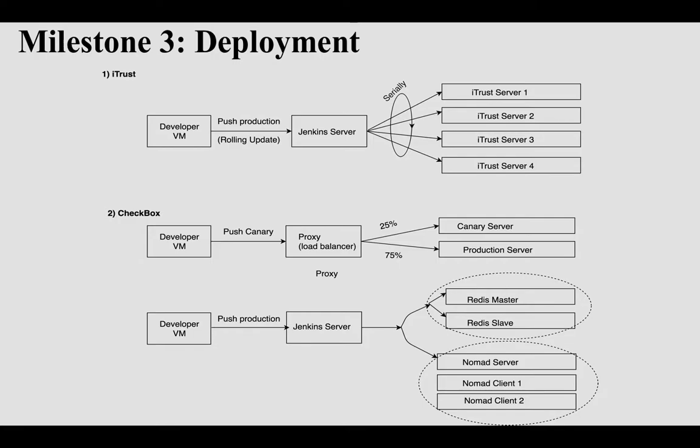By using a proxy or load balancer server, we routed a 25% portion of the traffic to a newly staged version of the software, the canary server, and the remaining traffic to a stable production server. Further, we implemented a rolling update deployment strategy for iTrust, where if one server went down, all other server instances remain operational. This ensures high availability.